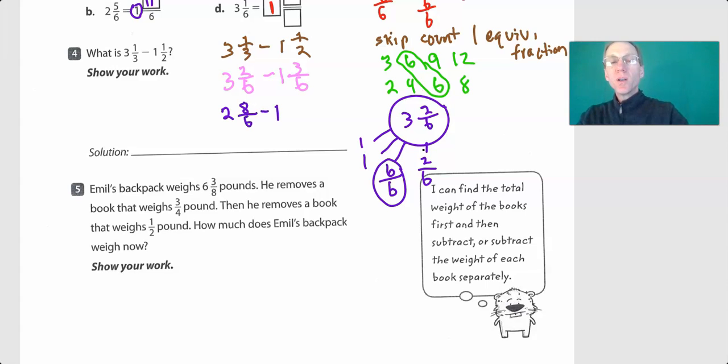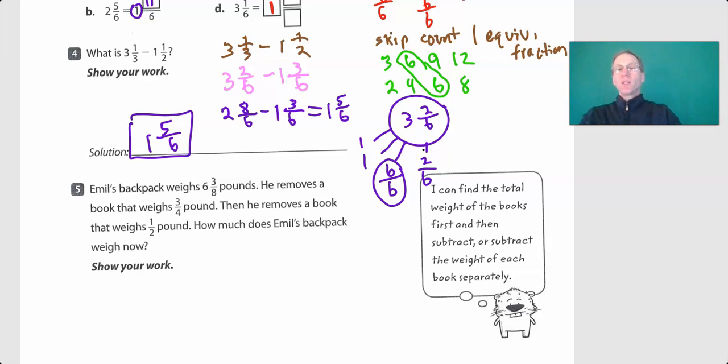Now we can subtract one whole and 3/6. And that is going to equal 2 whole pizzas minus 1 whole pizza, 8/6 minus 3/6. Solution is 1 and 5/6. Ta-da! Pizza math works every time.